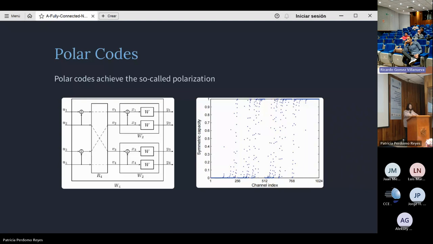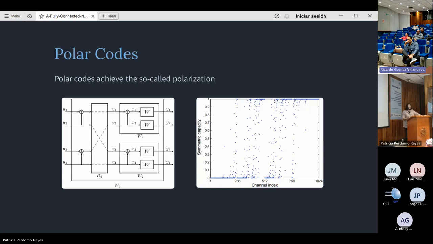Decoding polar codes is not an easy task. The most common decoding algorithm is the successive cancellation decoder. It has a complexity of n log n, where n is the code word length. This complexity may be prohibitive if n becomes larger. And the main issue is that successive cancellation decoders are sequential processes. And this leads to high latency, which makes it more difficult to achieve high throughput, and it is necessary to achieve high data rates.